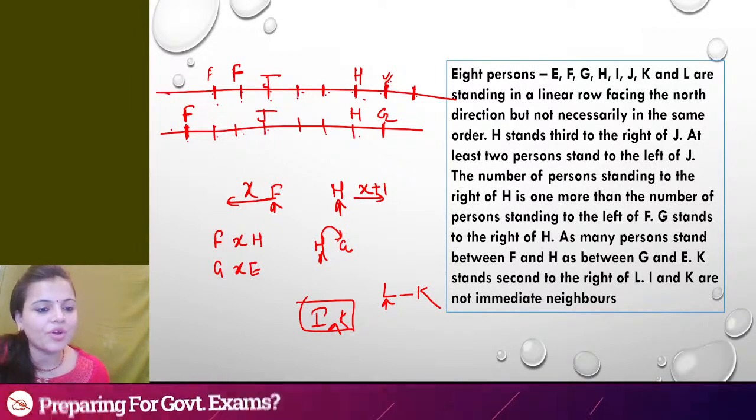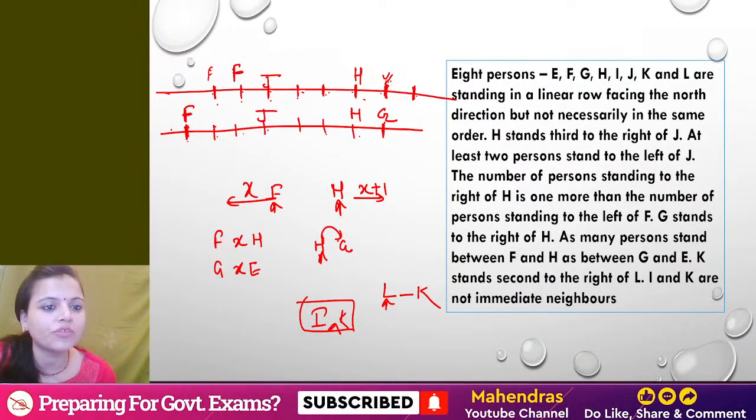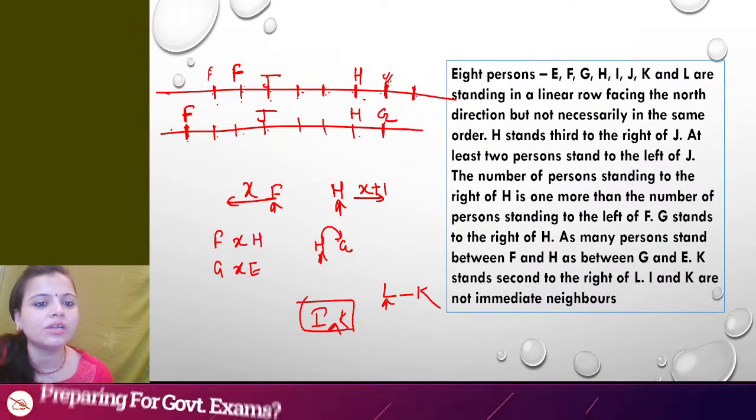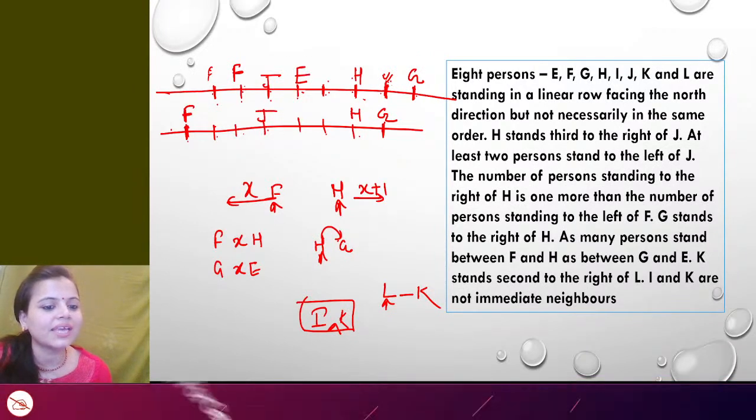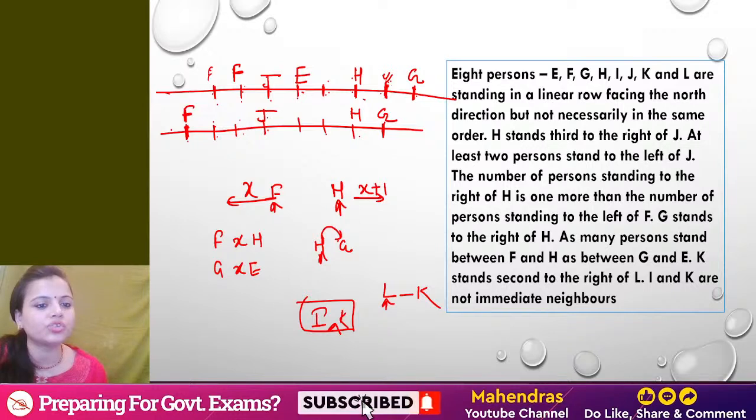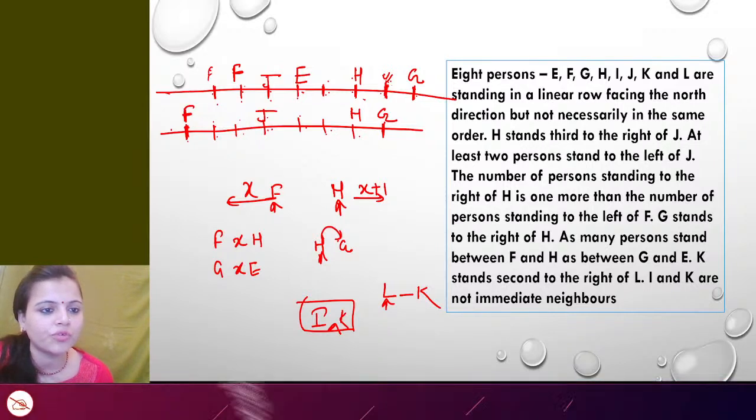thing, the number of persons between F and H. How many persons? 1, 2, 3 persons. Same between G and D. If you put G, then 1, 2, 3, not possible. If you put G, 1, 2, 3, yes, it is possible. In this case, between F and H we have 1, 2, 3, 4, 5. So we need 5 between G and E. 1, 2, 3, 4, 5.